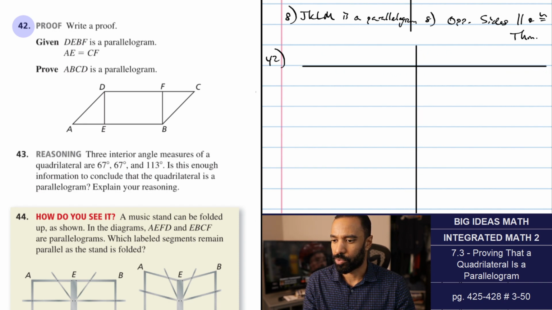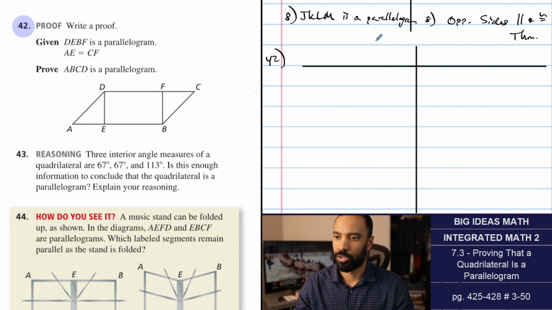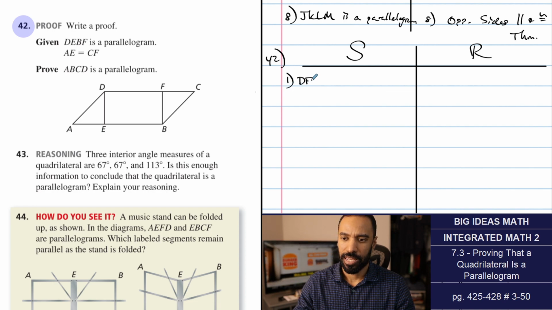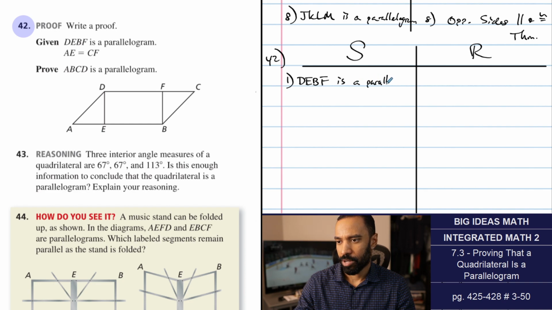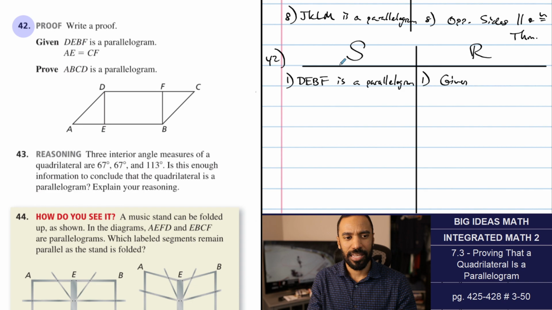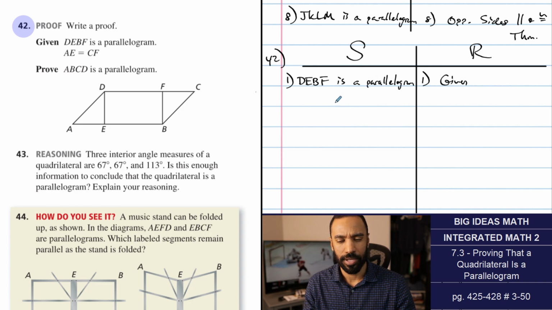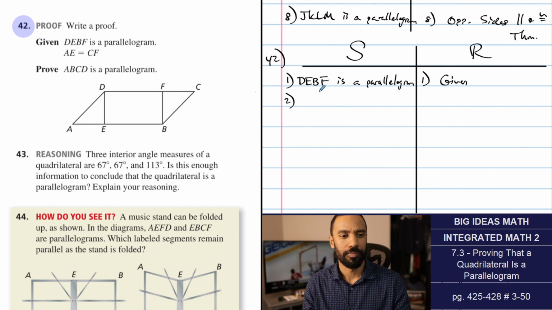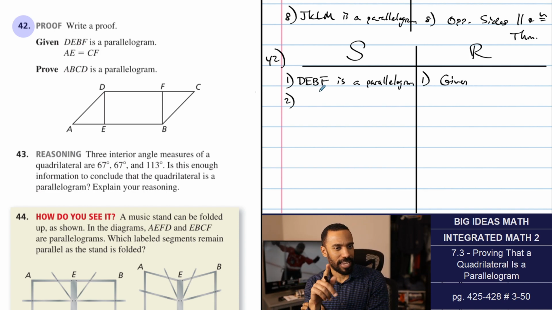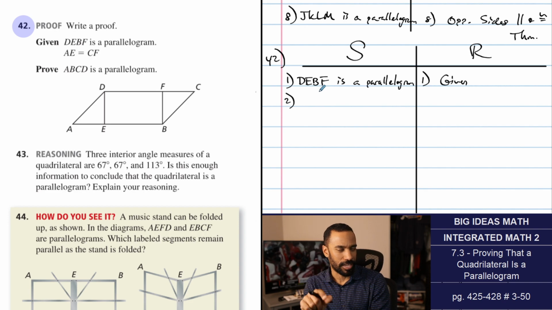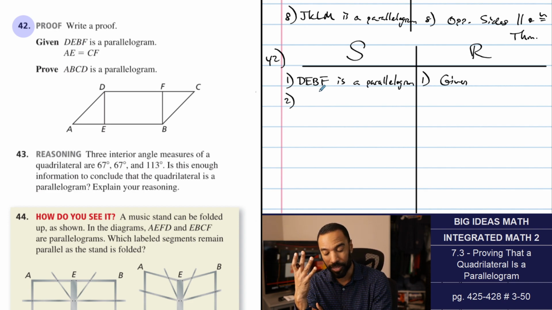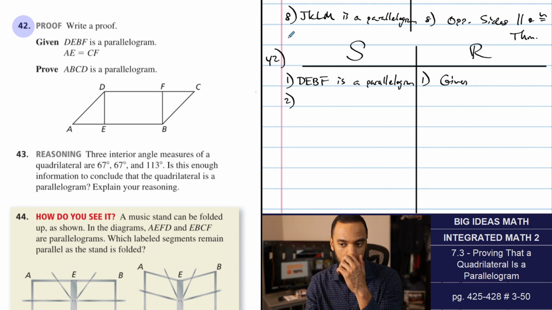Okay, statements, reasons. The big S, the big R. All right, number one, DEBF is a parallelogram, given. There is the AE equal to CF. I'm going to wait on that for one moment. Two. Here's the thing. I actually like that they say AE equals CF. I don't care that they're congruent. I care that they're equal. I'm going to use math numbers more so than the congruence parts. So they actually help me with that.